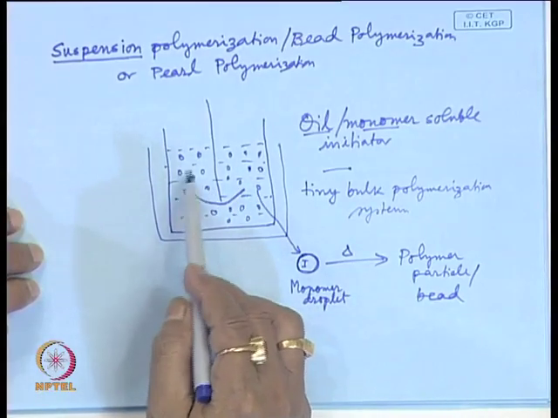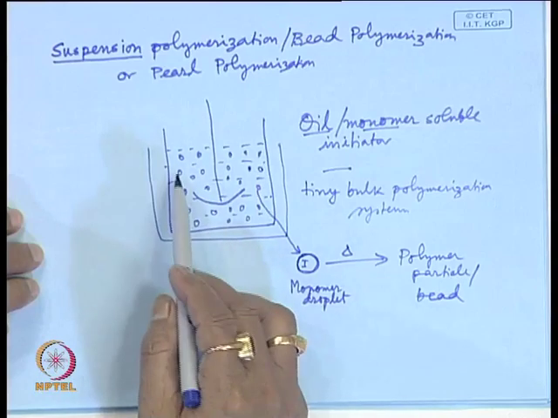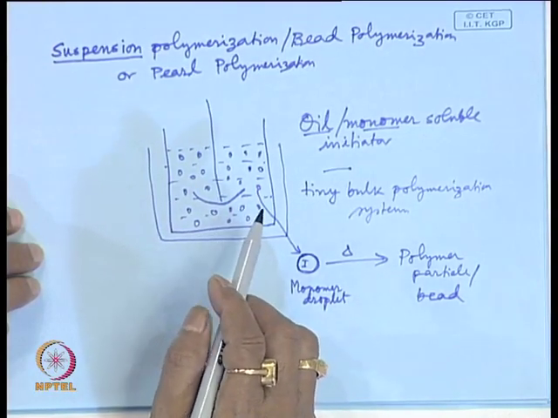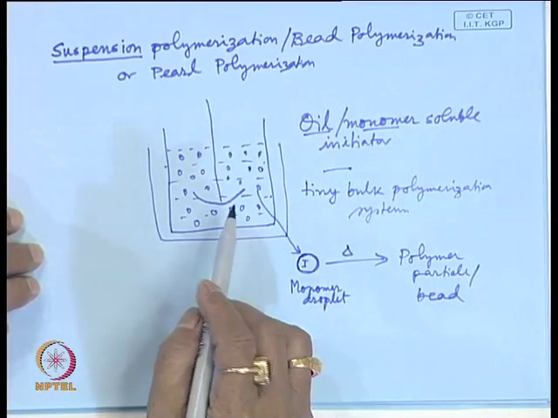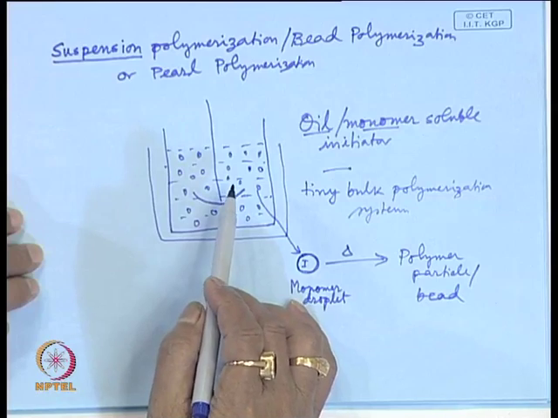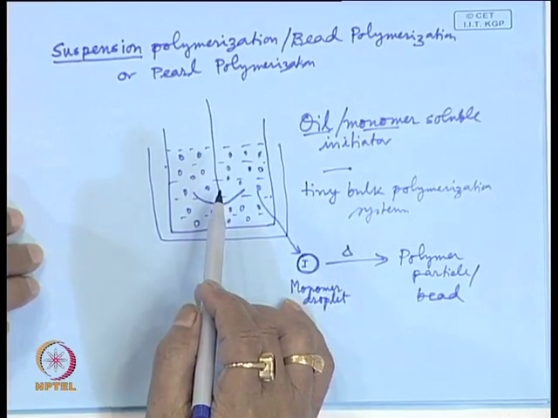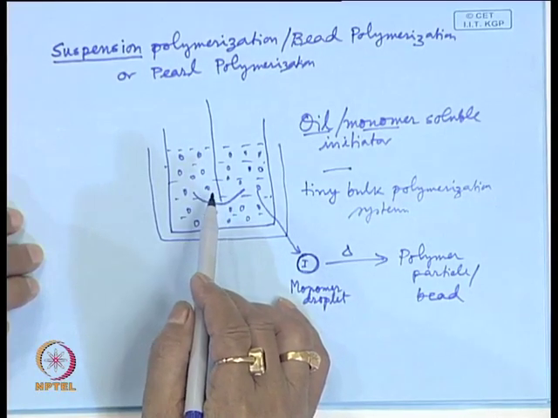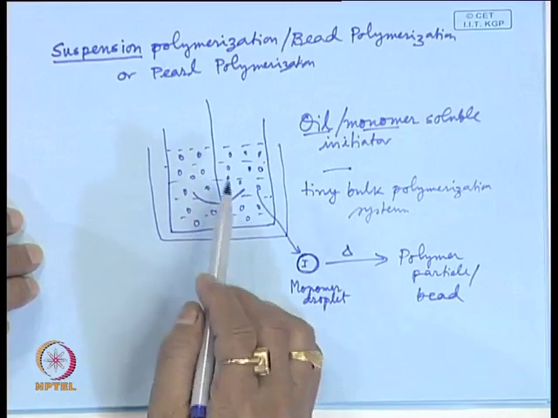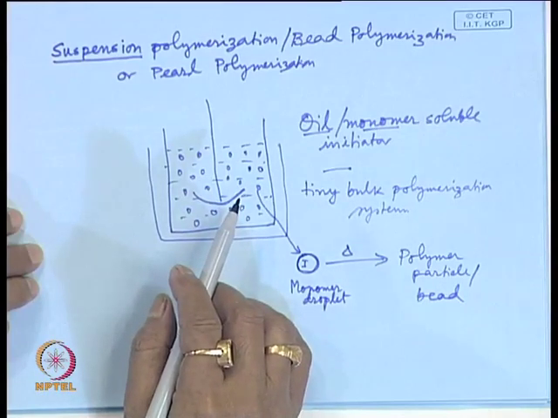Do you understand? Whatever monomer is taken within the reactor can be entirely converted to polymer, and since it gives proper and better control, we can have better control over molecular weight, over molecular weight distribution, and over the microstructure of the polymer formed within these beads, all right.